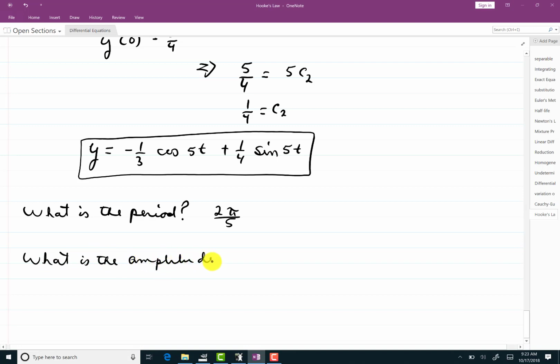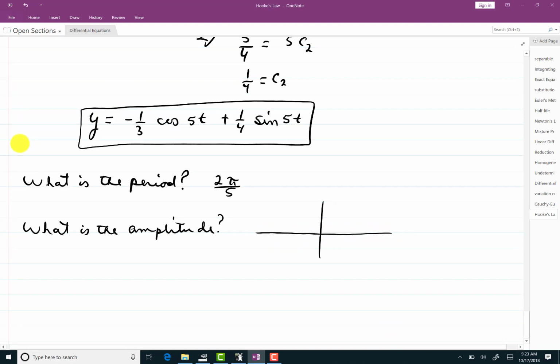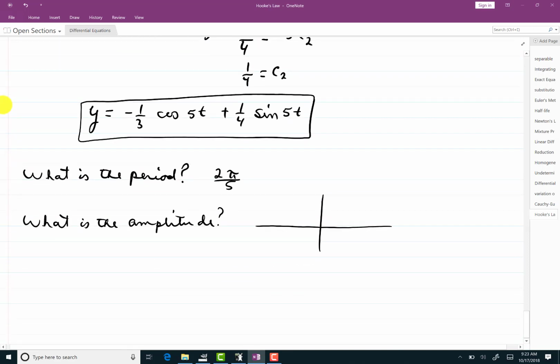The amplitude is a little more complicated. There's a couple of ways you can do it. If you graphed this thing, what you would have is something like this. Remember, it was released at a point that was 1/3 above equilibrium. So the graph will start up here, but then it will start to go like this. There's an algebraic way to make it into a sine curve. It might go up a little bit more there. Just depends. I'm not going to bother with that.